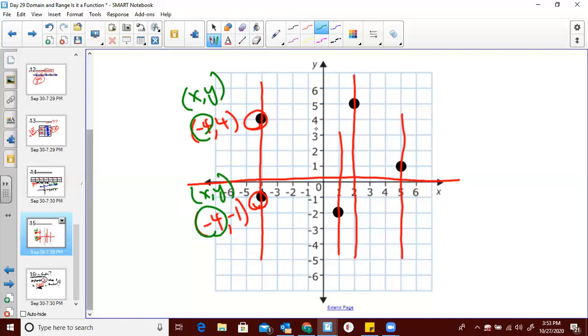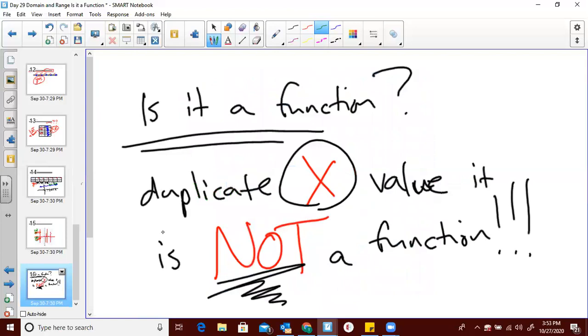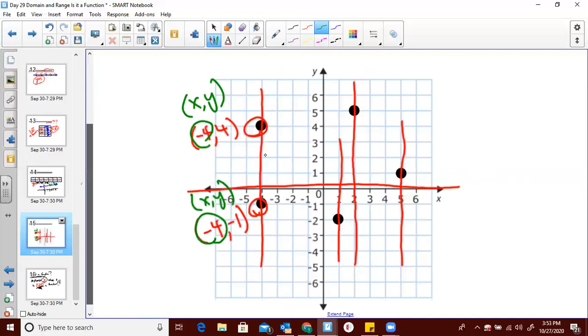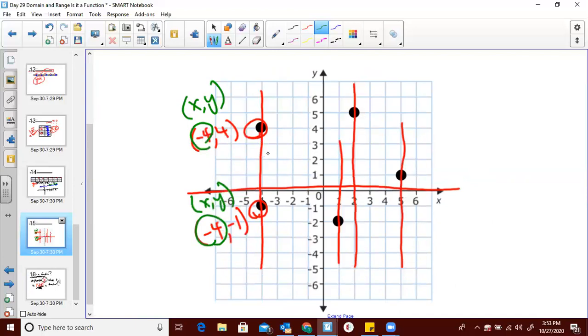This is also known as the vertical line test. You guys will use the vertical line test well into high school and some of college. So that's a good one to remember. So just remember, is it a function? Duplicate x values is not a function. And then the vertical line test. If you can draw a vertical line and it touches a part of the function more than once, it is not, in fact, a function.